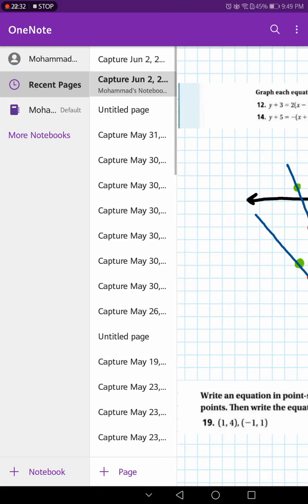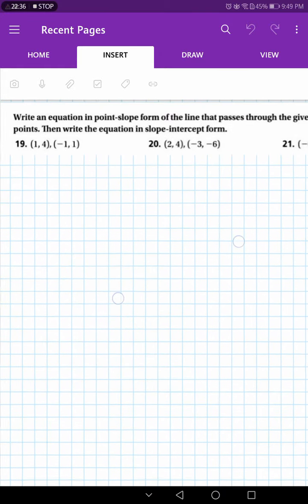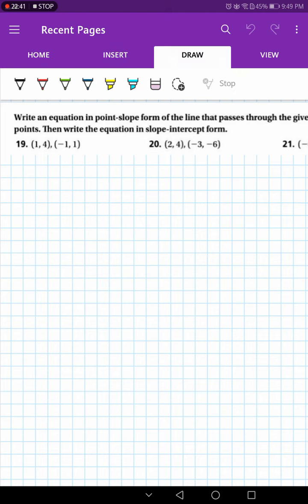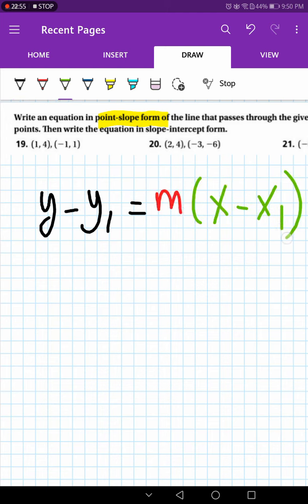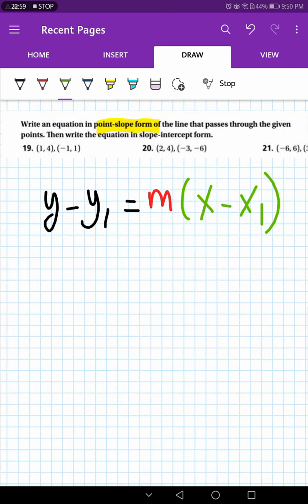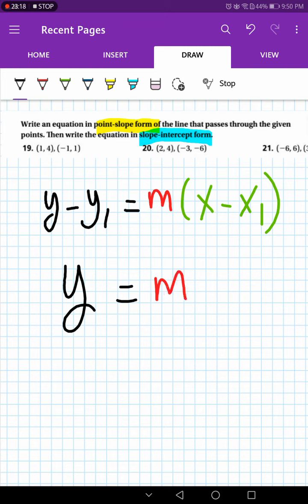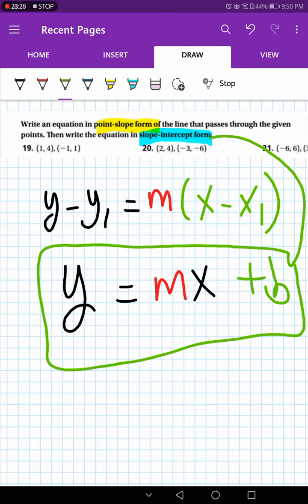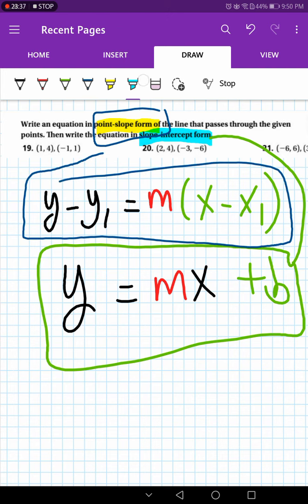Okay, the last exercise is this. Write an equation in point slope form. Okay, I have to use this directly. This is point slope form. Of the line that passes through the given points, then write the equation in slope intercept form. I have another form, which is slope intercept form, which is, who can tell me? Yes, y equals mx plus b. You remember it? Okay, my dear student. I know you know, but how come? Let me show you.